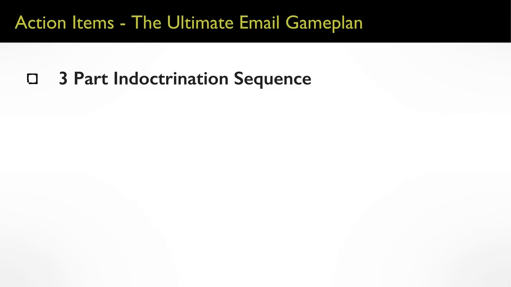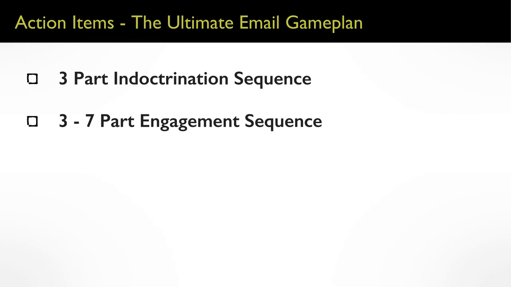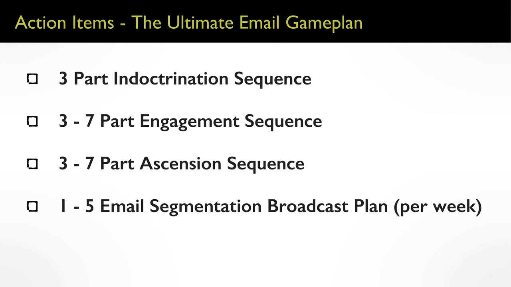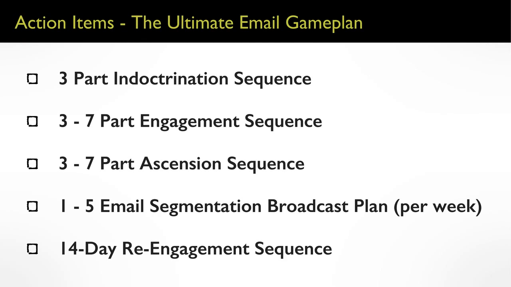Okay? So action items. Get yourself a 3-part indoctrination sequence, a 3 to 7-part engagement sequence, a 3 to 7-part ascension sequence, a 1 to 5 email segmentation broadcast plan per week, and I gave you some examples of those, and that 14-day re-engagement sequence. Once you have all of those parts, then you have the makings of a machine, of a true email follow-up machine that can grow. You can add additional engagement series, and you can get to a point where all of your follow-up can be completely automated, okay? All your follow-up can be completely automated.